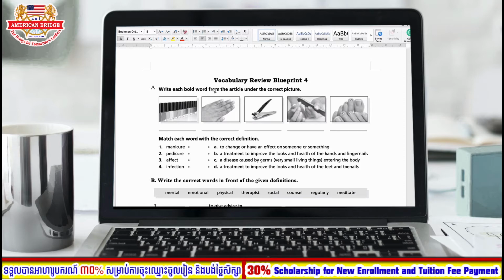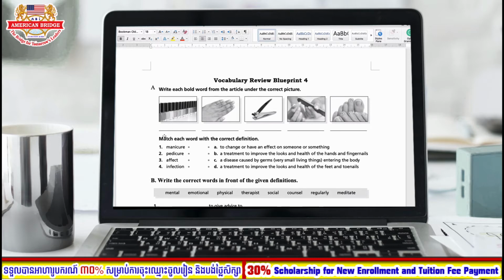Write each bold word from the article under the picture. So in your book, there will be an article, but here there is no article. Doing so will help you to recall what you have learned and what you missed during the class. So it's a good idea to look back to those vocabulary or the pictures that you have no idea what they are. So if you look at these 5 pictures and 4 vocabulary down here, it's from the unit about how you take care of your body, right? Especially your fingernails or your toenails. So these are useful vocabulary.